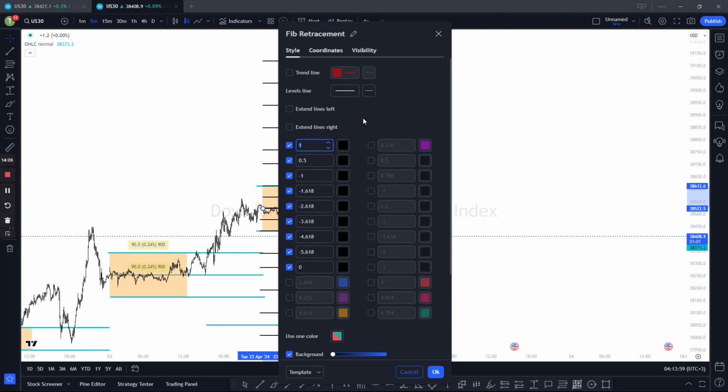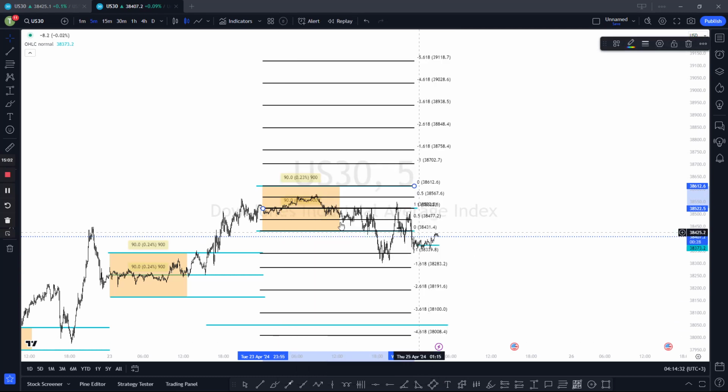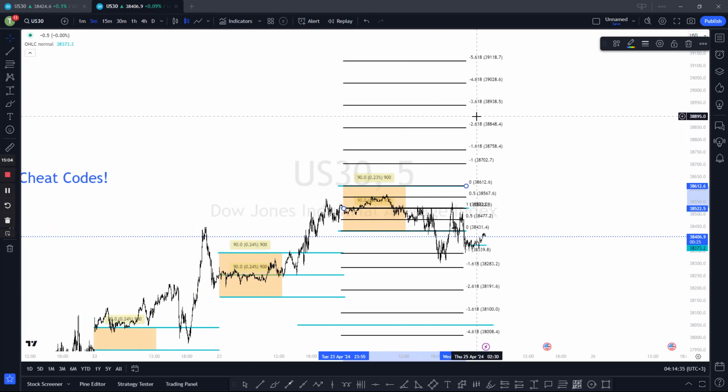So you want to use these levels. Write this down, take a screenshot, do what you need to do. There's the one level, 50% retracement, 0.50, negative 1, negative 1.618, negative 2.618, negative 3.618, negative 4.618, negative 5.618, and 0. Now there are also some levels based on some of my backtesting at negative 2, negative 3, negative 4, and negative 5, but the most consistent numbers happen at these levels.